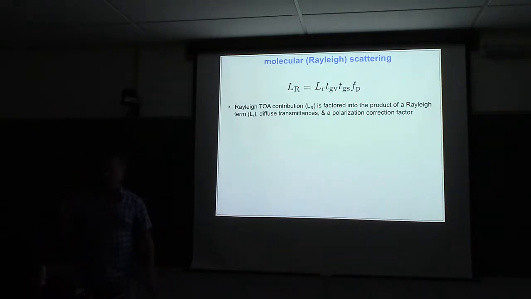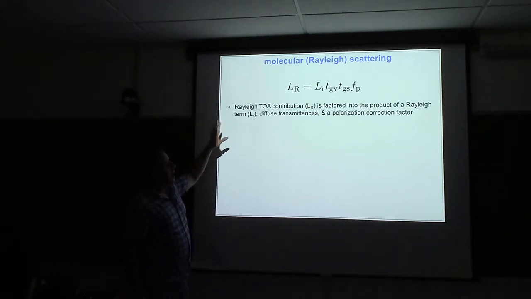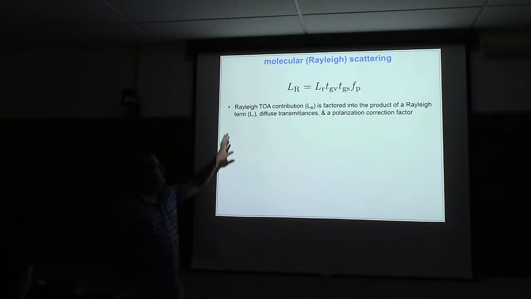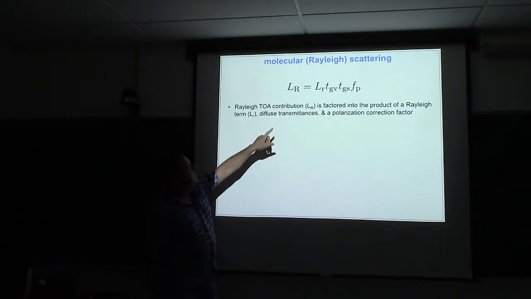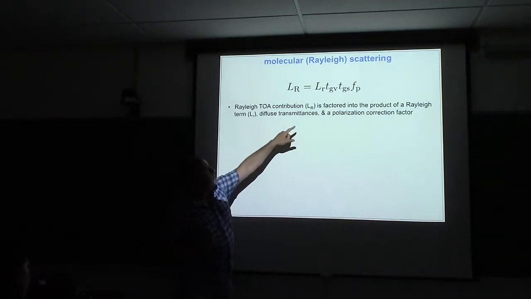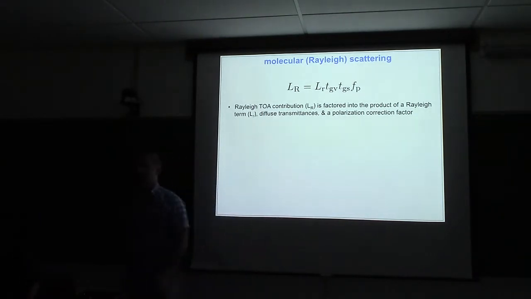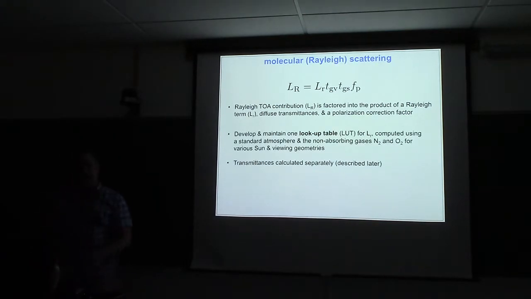So when you looked at the equation before, there was a capital R. And again, for computational efficiency, what you're seeing now is this being factored into a product of this lowercase r, Rayleigh scattering, diffuse transmission, and that polarization correction factor we already talked about. I'm bringing this up again just to give you a sense of how the whole system works.